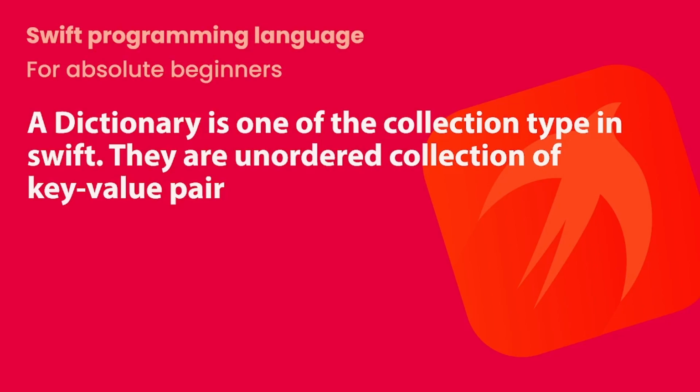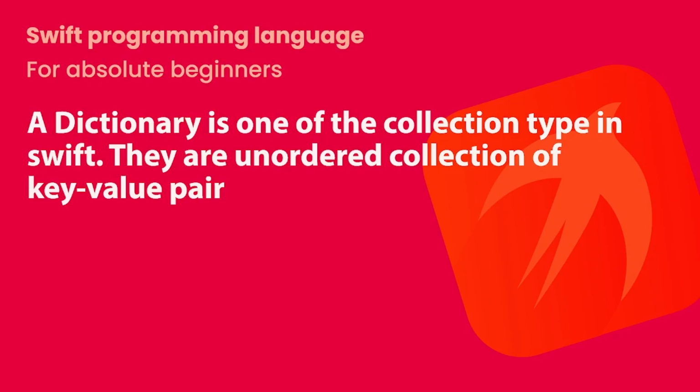A dictionary is one of the collection types in Swift. Just like we have set, we also have an array, which we have discussed. But in this case, the dictionary is an unordered collection of key value pairs, where the key has to be hashable. Your key can be of any type, but it has to conform to the Hashable protocol.